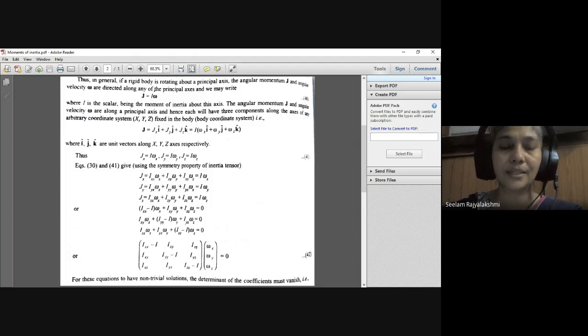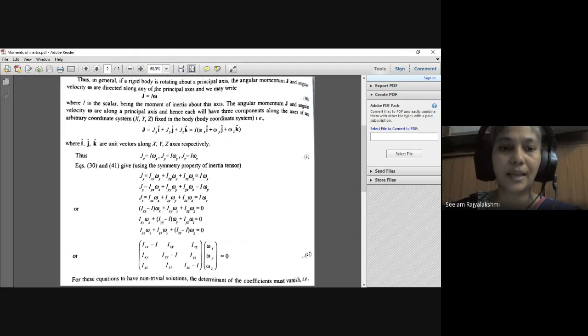And from this equation we can take omega y common. By taking omega y common in the second term, we obtain Ixy omega x plus (Iyy minus I) omega y plus Iyz omega z, which is equal to 0. And from the third term, we take omega z common. So by taking omega z common, we get Ixz omega x plus Iyz omega y plus (Izz minus I) omega z, which is equal to 0.